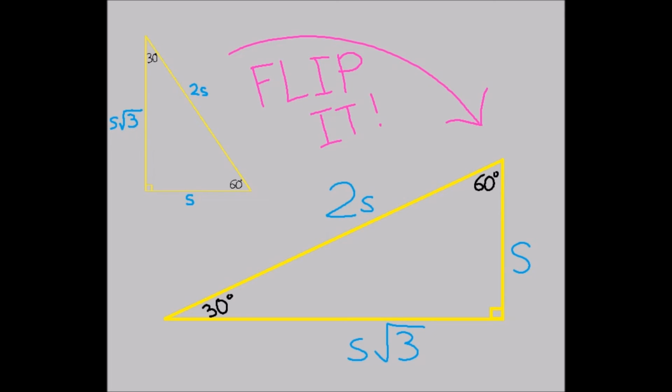So for a 30, 60, 90 triangle, the side across from the 30-degree angle is x. The side across from the 90-degree angle is 2x, and the side across from the 60-degree angle is x square root of 3. In the unit circle, x is equal to 1/2. That makes the hypotenuse of the triangle, also the radius of the circle, 1.